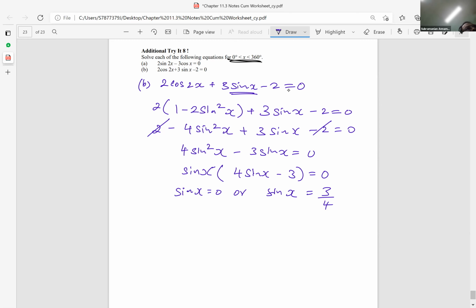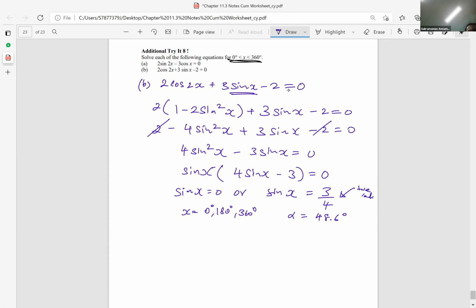Someone can help me. So x can be 0, 180 and 360 because it's all degree. So what is alpha here? 48.6. So, and this is positive, positive ratio.